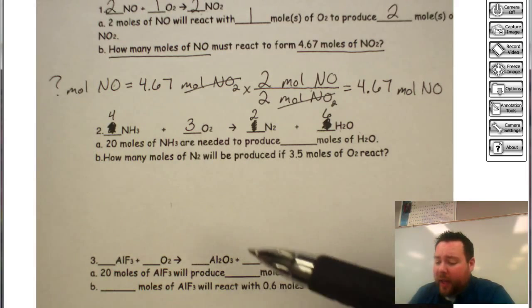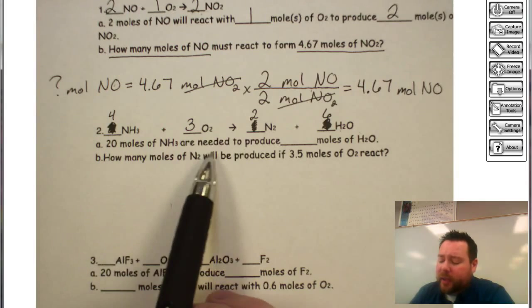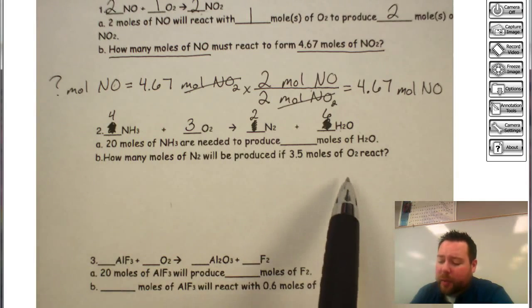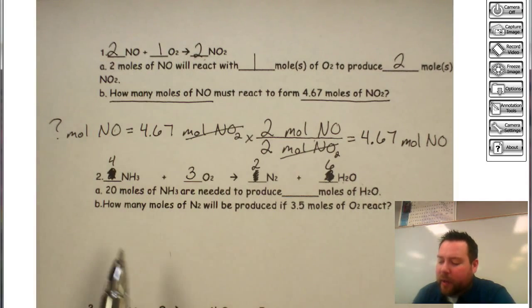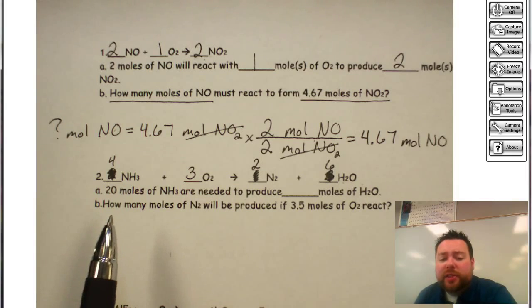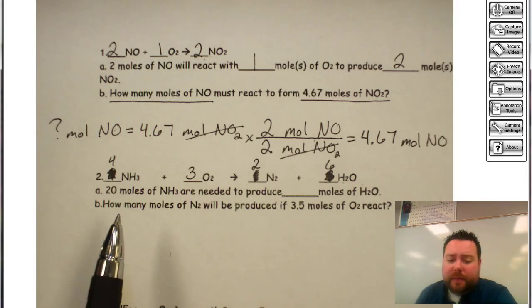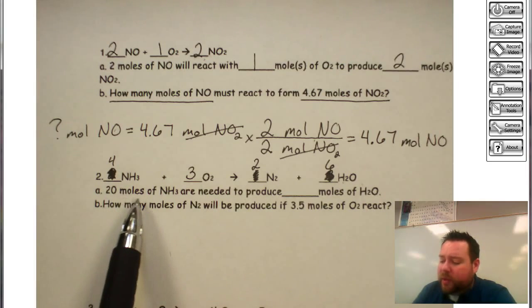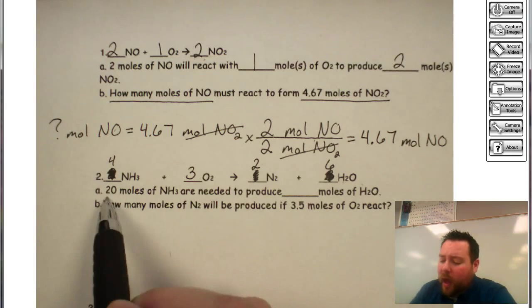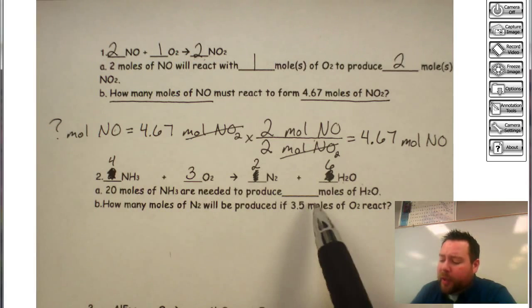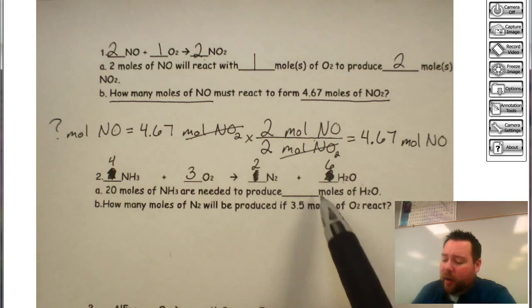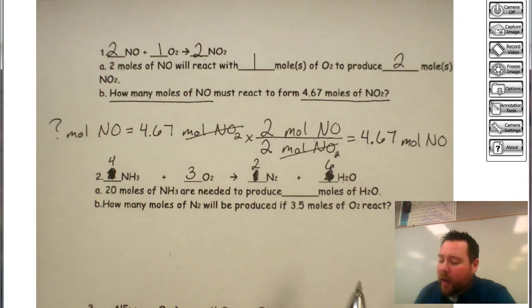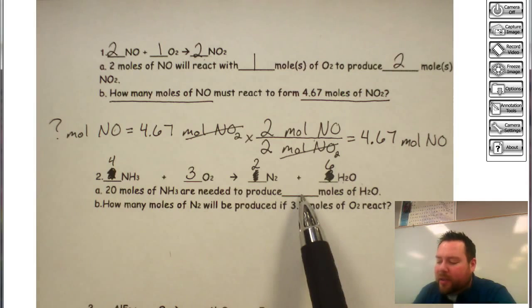Okay, so looking at A, 20 moles of NH3 are needed to produce blank moles of H2O. So this is a little bit different than number 1. Number 1 used the same numbers that we had in our expression. But what I'm really trying to get you to do is think about the relationship between these different compounds. So if we have 20 moles of NH3, that's ammonia, we're trying to figure out what that relationship is to water. Some of you may have put 6 down here because you said, all right, up here we just plugged in the numbers that were in our balanced equation. But that wouldn't be right, because then you'd have 20 moles of ammonia and only 6 moles of water.